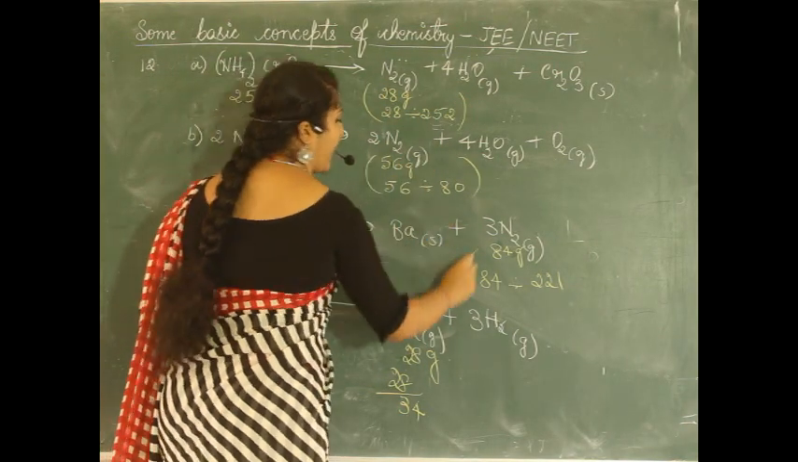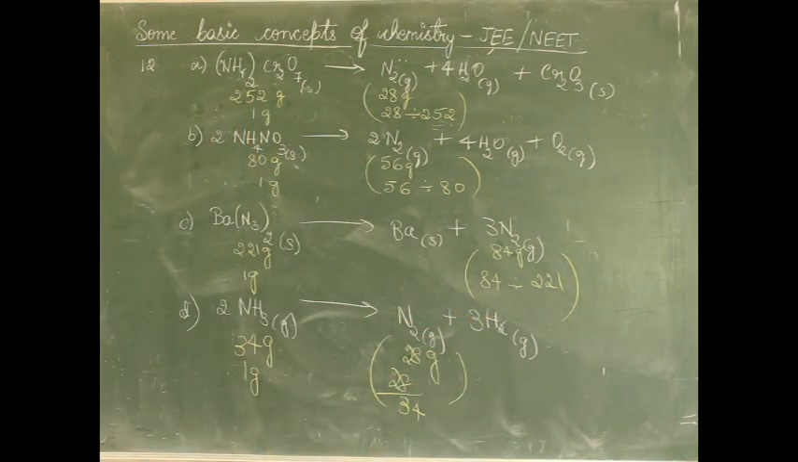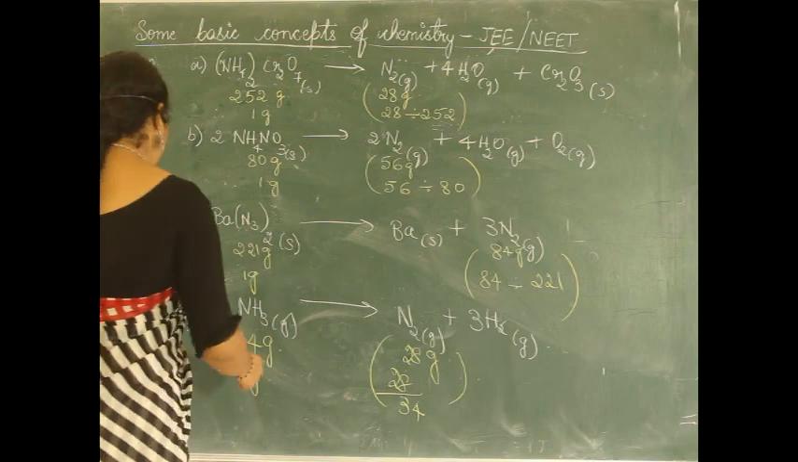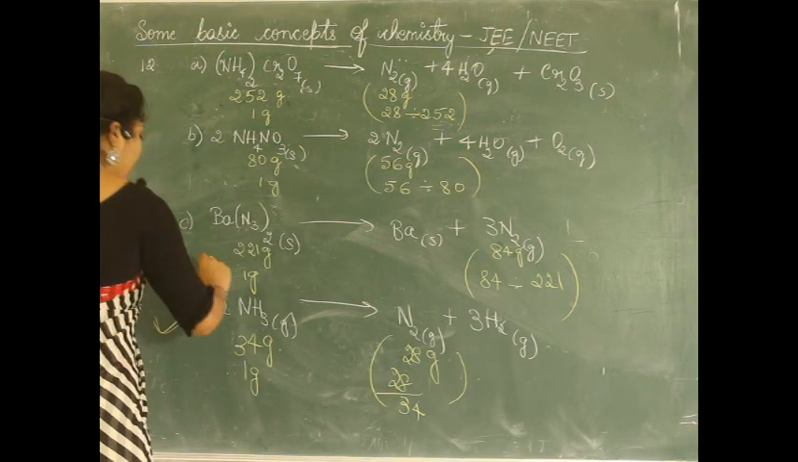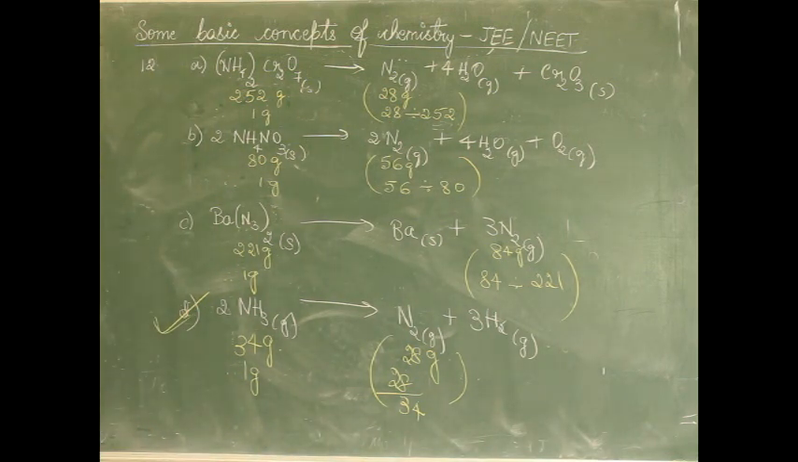Now compare all these. Where do you get the maximum amount of nitrogen produced? It is in option D, where ammonia decomposes into nitrogen and hydrogen. It's very simple. Okay. Let's move on to the next question.